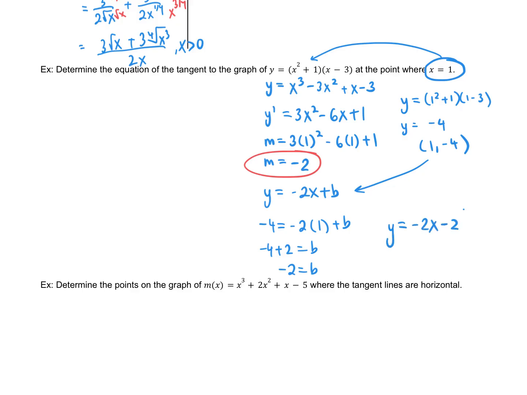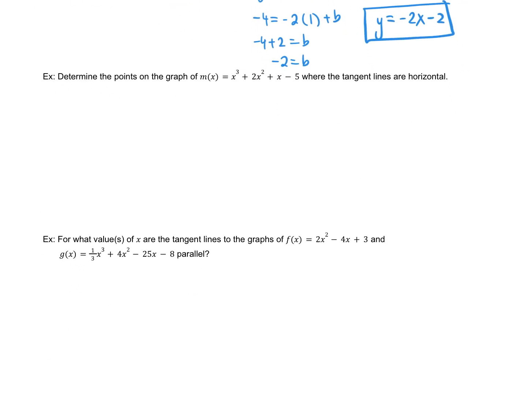We've done these questions in the past, but now it took up less space and was much faster, and we did it on a more complicated function that we wouldn't have really done using first principles. All right, let's go to the next one.